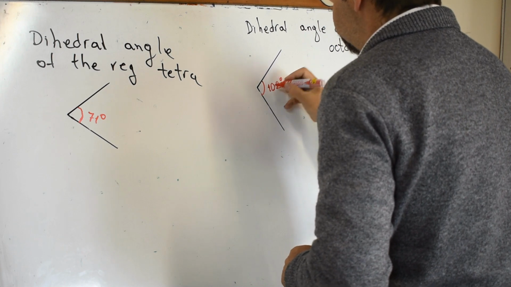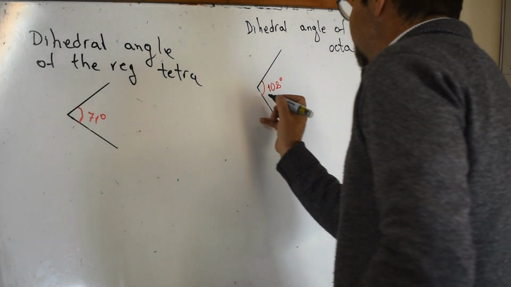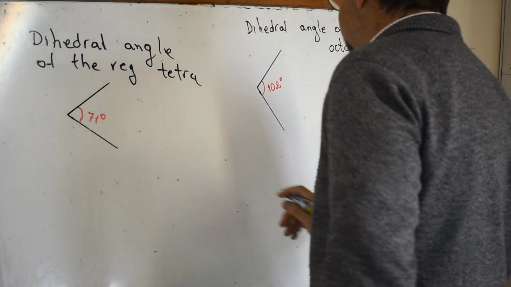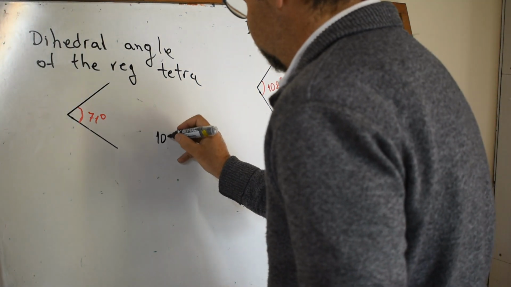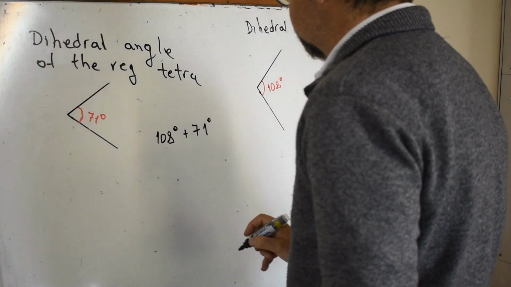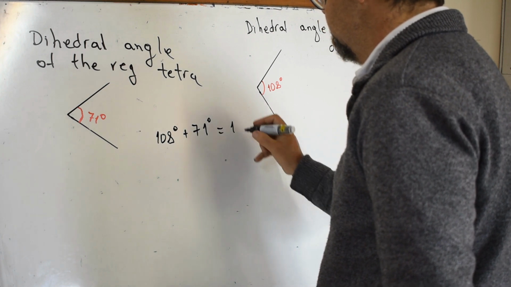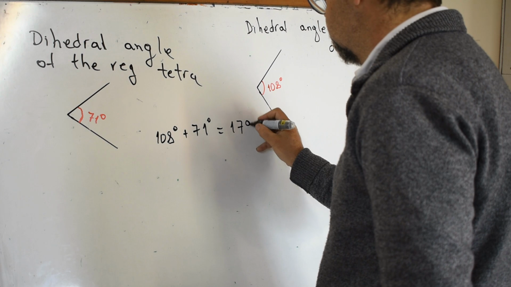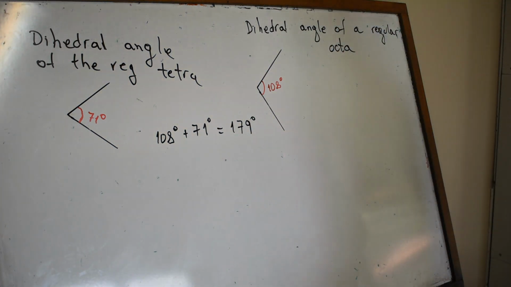Well, we know that by measuring we cannot make any demonstration. But it's an estimation that approaches the truth. That is 108 plus 71 is 179 degrees. So it could be 180. That's a flat angle. Let's now demonstrate using trigonometry.